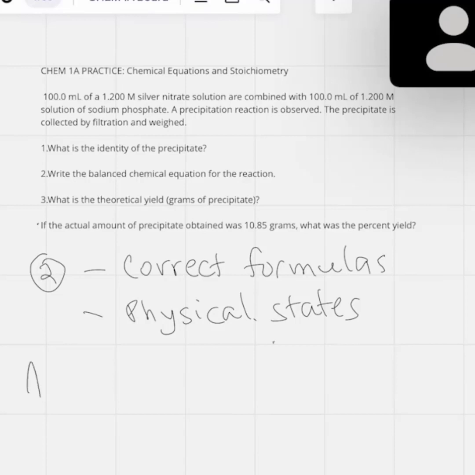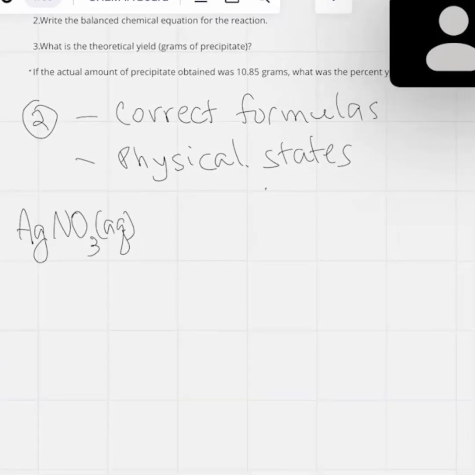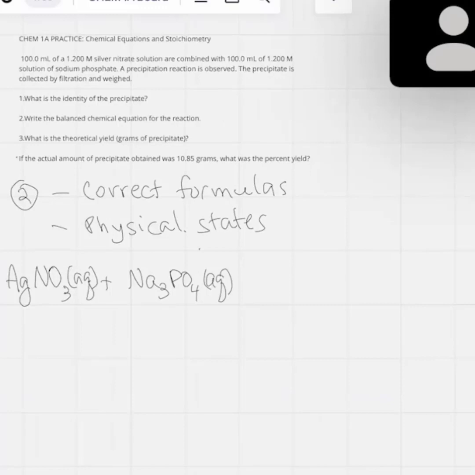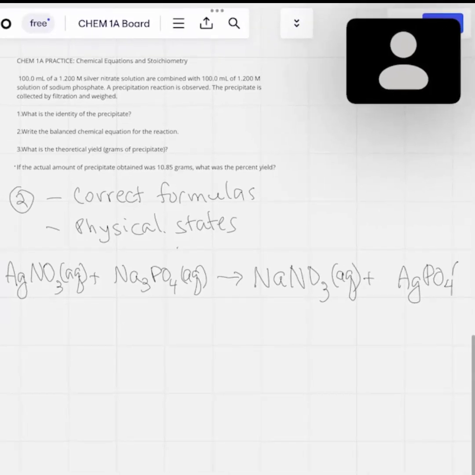So what we're going to have here is, okay, we have silver nitrate plus sodium phosphate, and our products are sodium nitrate, which we said stays in solution, and silver phosphate, which we said is going to precipitate. And don't forget that this silver has a 3 there.